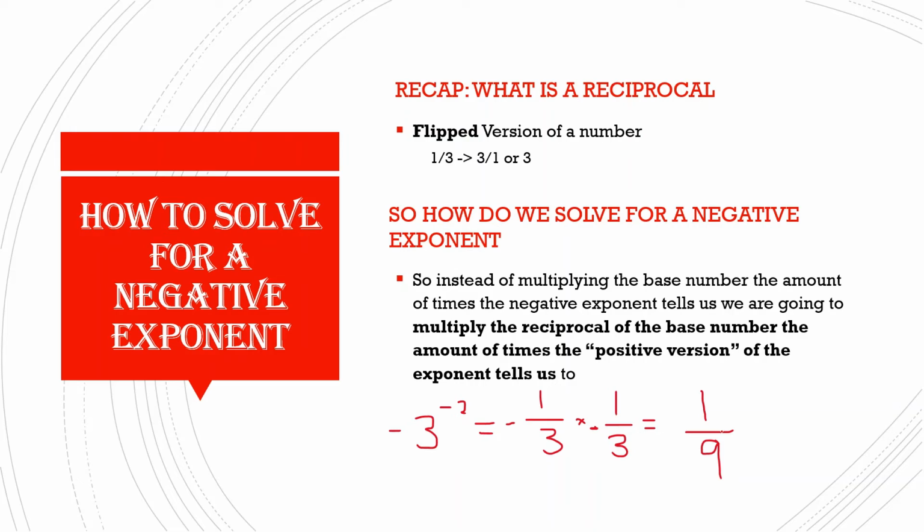So recap, what is a reciprocal? It's a flipped version of a number. So 1 over 3 would become 3 over 1, which when we simplify, we would get 3. So 1 over 3, the reciprocal would be 3.